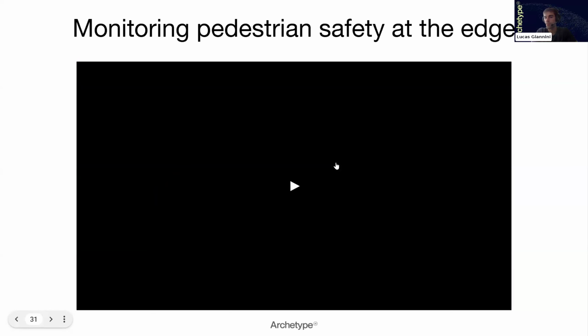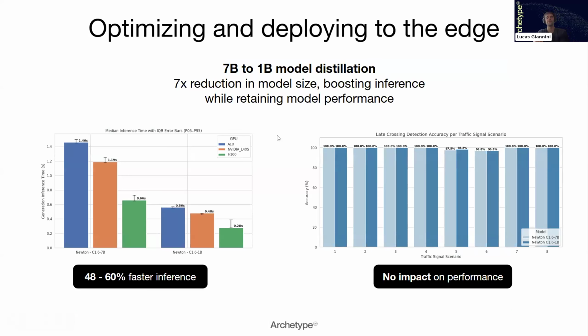One very important thing that I would like to comment on regarding that specific use case is that it was deployed at the edge, and it's very hard to deploy a 7 billion parameter model to the edge, right? So when that happens, a distillation process is needed. For that specific use case, the model went from 7 billion parameters to 1 billion parameters, so that's a 7x reduction. We can see here on the left-hand side that inference got 48 to 60% faster, and that had absolutely no impact on performance.